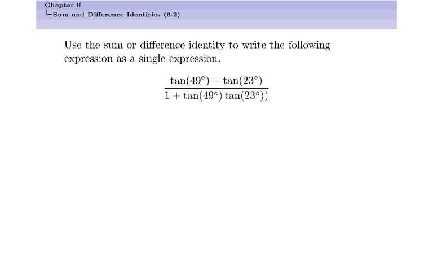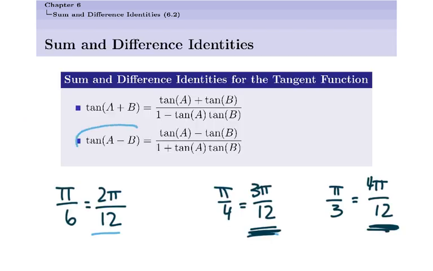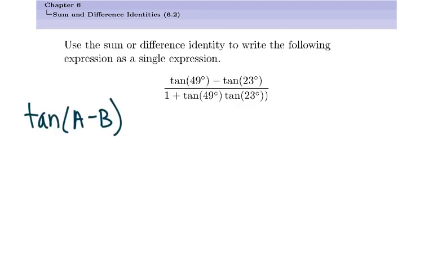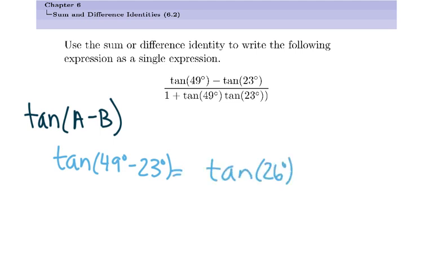Now I see tangent minus tangent on top, so I'm definitely not thinking it's a sum or difference for sine or cosine. And now I see minus, so I'm assuming it's going to be tangent of A minus B. Just to confirm, I want to look at this equation. Does it match it perfectly? Tangent of A minus tangent of B over 1 plus tangent of A, tangent of B. So I can rewrite this as tangent of 49 minus 23, and I'm going to get tangent of 26 degrees. I do not know what tangent of 26 degrees is without a calculator, so I'm going to leave it.